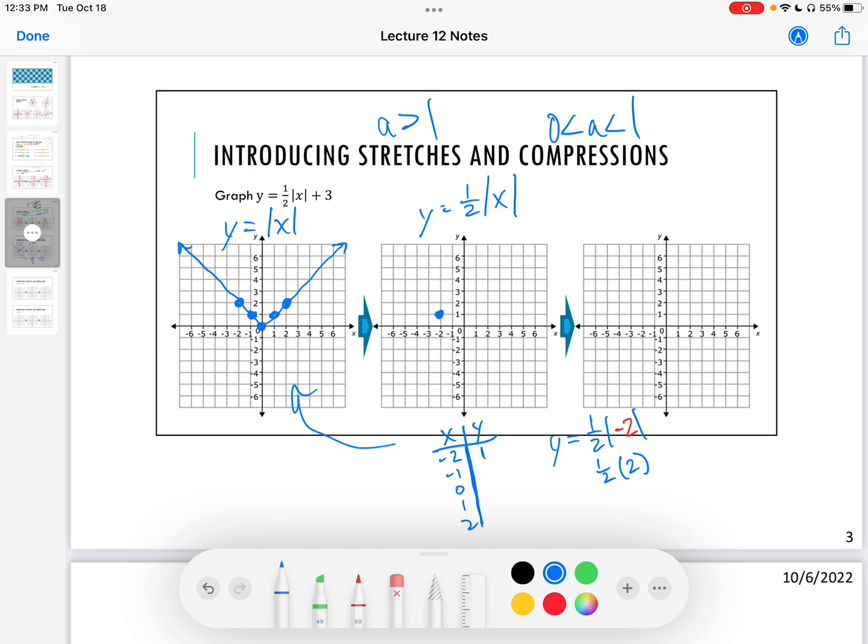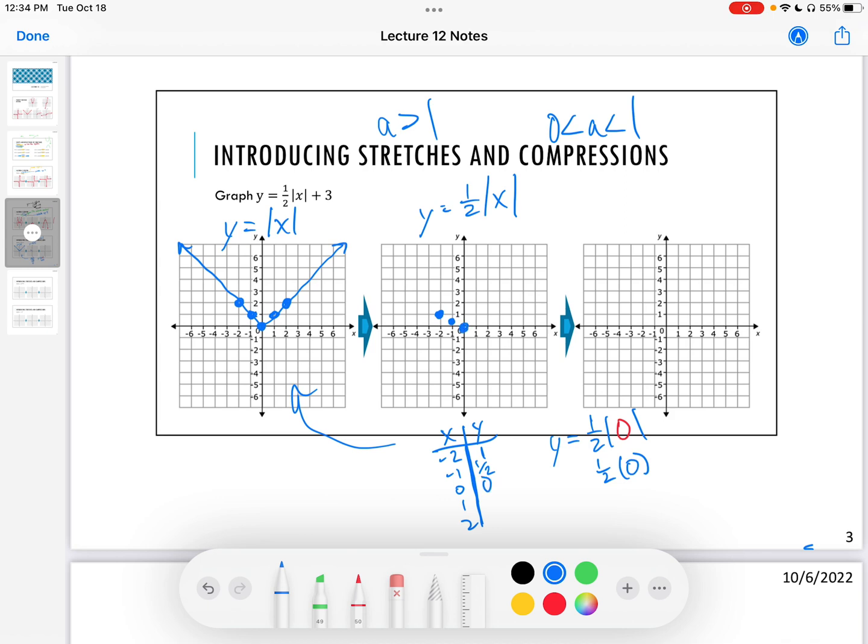I'm going to repeat the same process, but now I'm going to do the absolute value of -1. The absolute value of -1 is just 1. What is 1/2 times 1? Well, that is 1/2. So now I've got -1, 1/2. I just keep repeating this process. So I would have next 0 plugged in. Absolute value of 0 is just 0. 1/2 times 0 is 0.